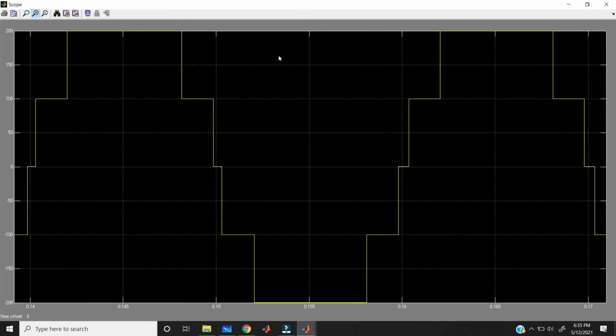These are the 5 levels where we are getting 0 at the first level, 100 at the second level, 200 at the third level, and again minus 100 at the fourth level, minus 200 at the fifth level. These are the 5 levels we are getting. Okay, this is the 5 level inverter.